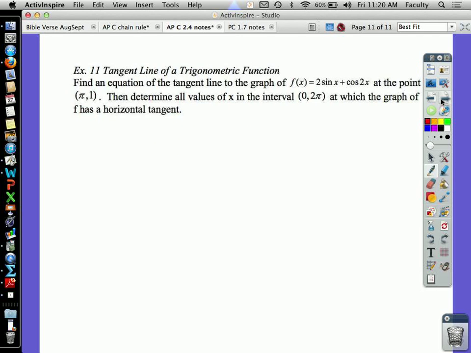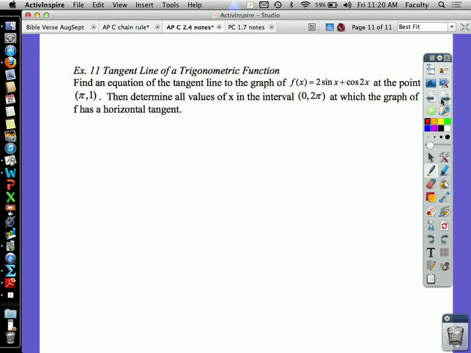Okay, good question. All right, last example says, find an equation of the tangent line to the graph of f of x equals 2 sine x plus cosine 2x at the point pi, comma 1. Then determine all values of x in the interval from 0 to 2 pi at which the graph of f has a horizontal tangent line. Okay, so you notice that in almost every section we have been asked to write the equation of a tangent line, and they are going to continue to ask us that.